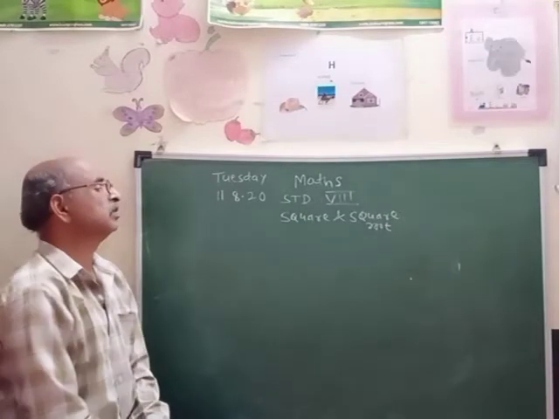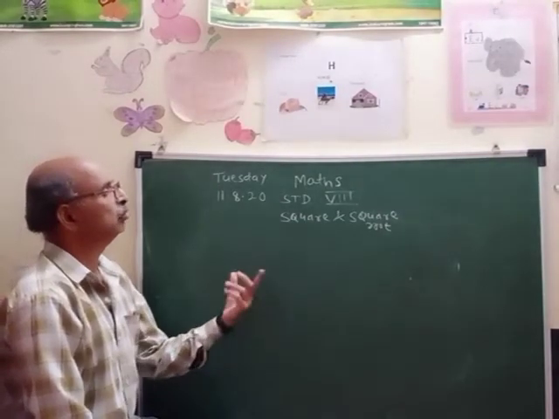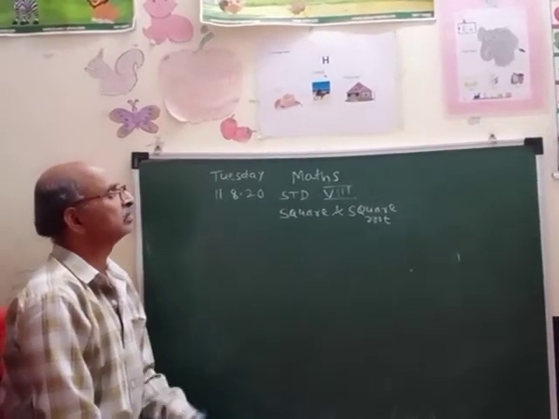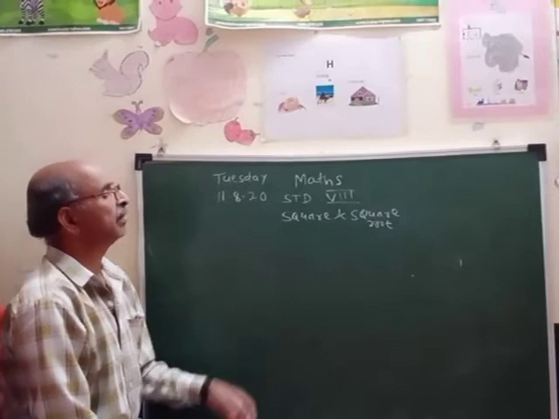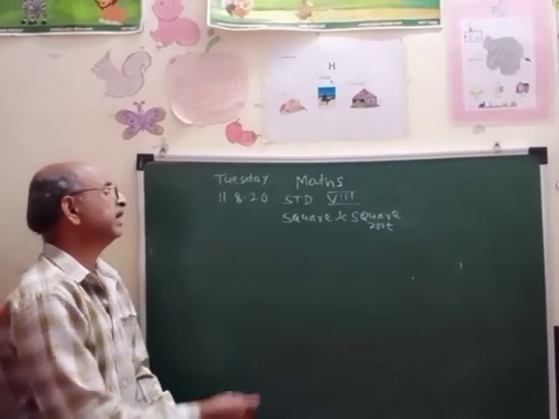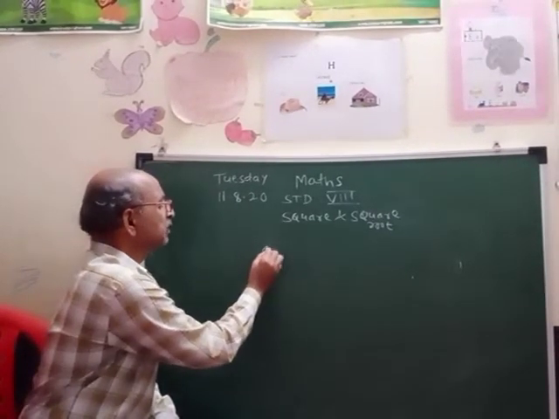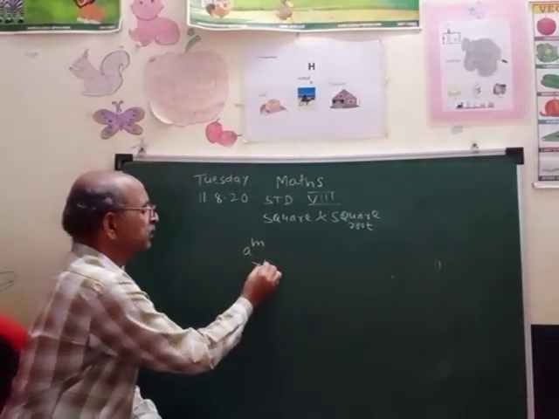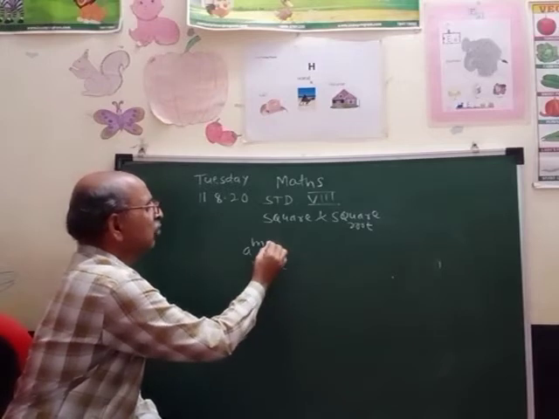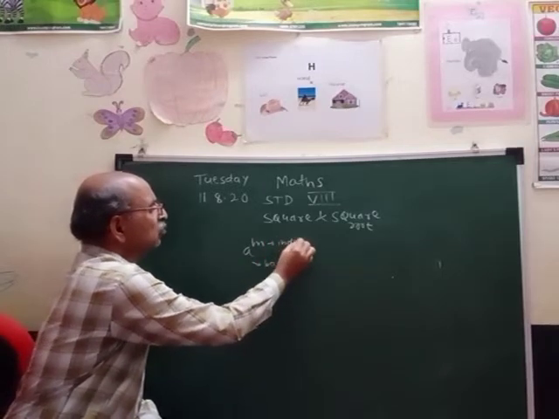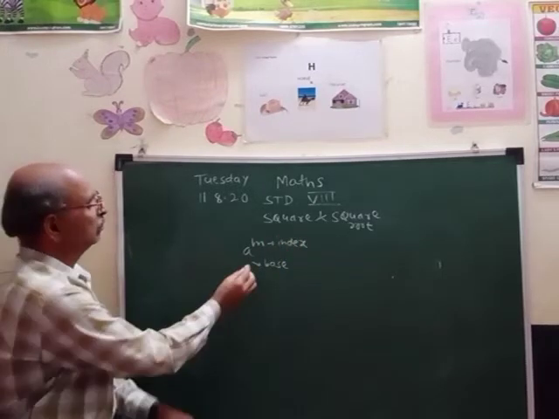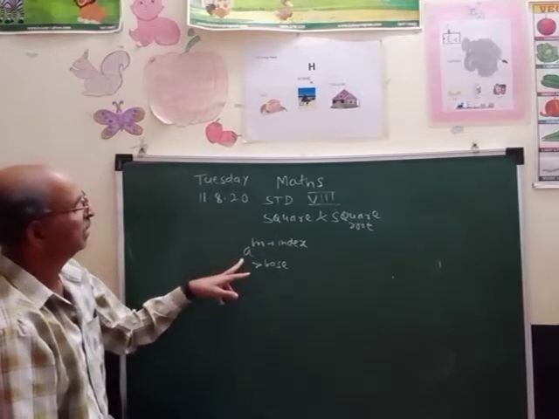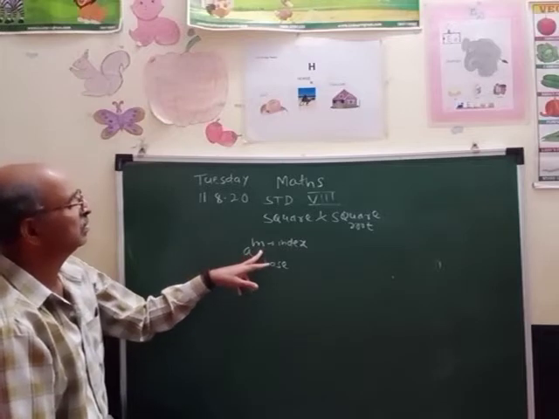Good afternoon, students. We are now in the third chapter, that is Square and Square Root. Already you have studied the chapter Indices or Exponents. In that we have studied a raised to m. In this a raised to m, a is called the base and m is called the index. So you know that in indices, a is the base and m is the index.